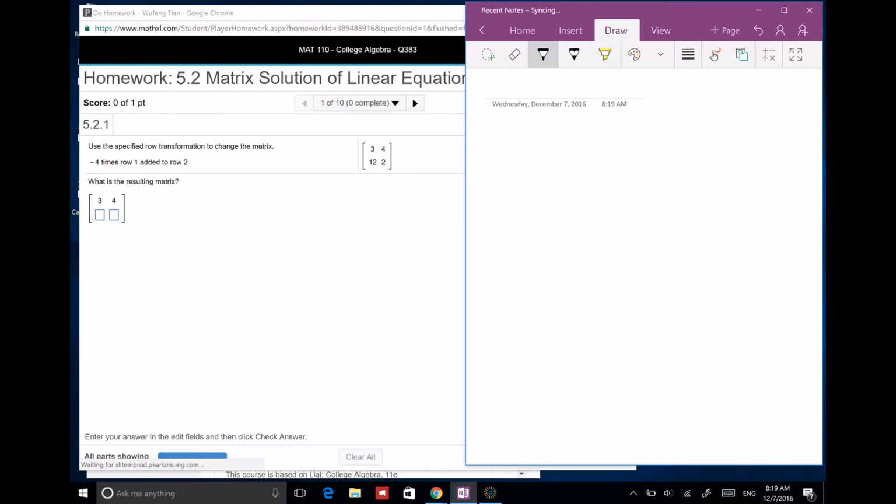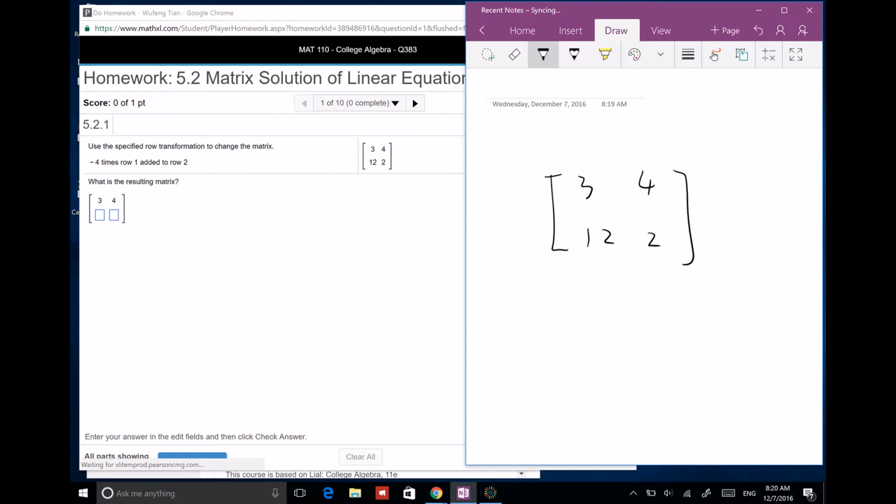Look at the 5.2 matrix solution of a linear equation. So the first question, what's the result of the matrix? Negative 1 times row 1 add to row 2. So it's 3, 4, 12, 2.